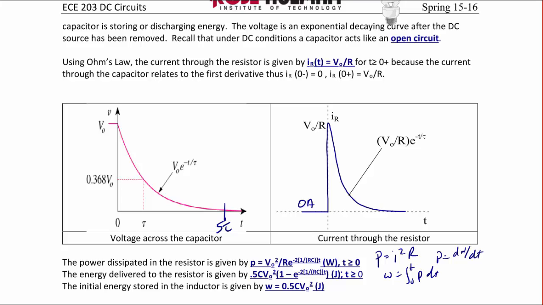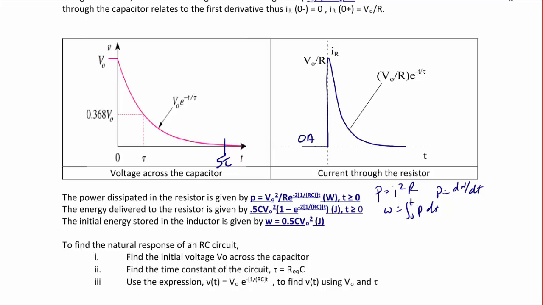So the analysis for an RC circuit is very similar to what we did for the RL circuit. We find the voltage V0 across the capacitor. We find the time constant of the circuit, tau equal R Thevenin, or R equivalent times C, and then use the expression V of t equals V0 e to the negative t over tau.